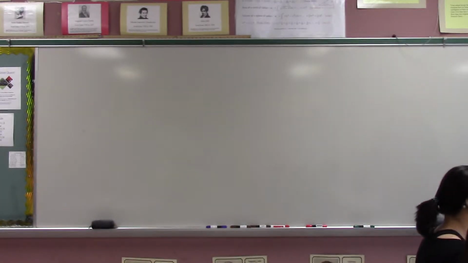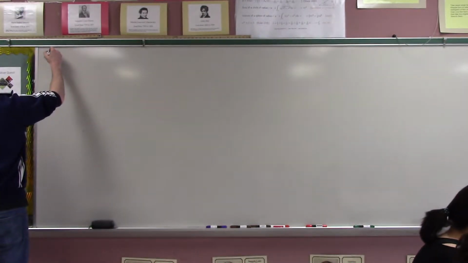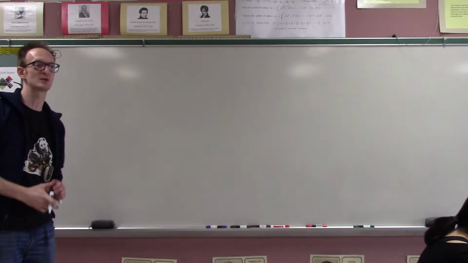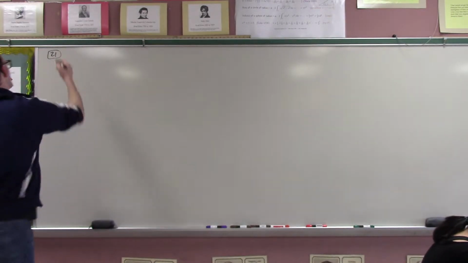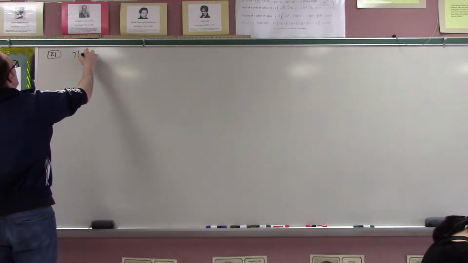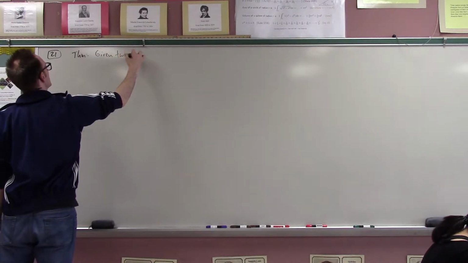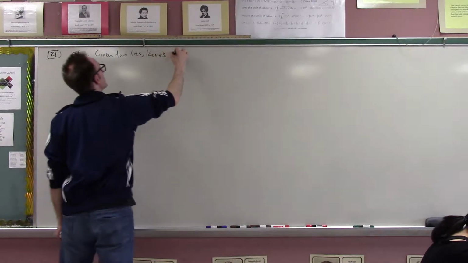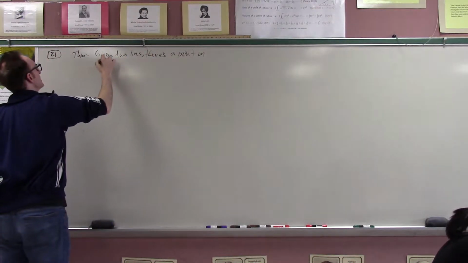21 and 22 was the homework. Let's do it. 21 said something like, prove given two lines that there is a point that is on neither of them. Okay, so theorem: given two lines, there's a point on neither of them.